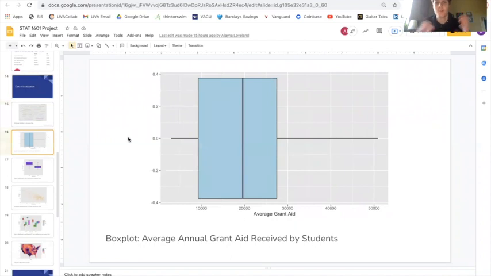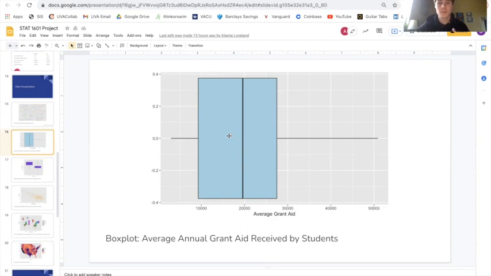Next, we have a box plot. And on this box plot, we have graphed the average annual grant aid received by students through all universities in 2019. So our minimum value all the way here at the end, at roughly around $2,500 of grant aid received. And our maximum, right here on the right side, we have about $52,000, $53,000.